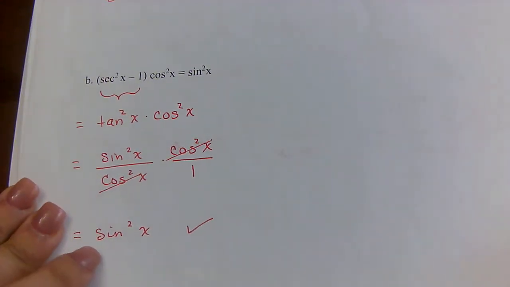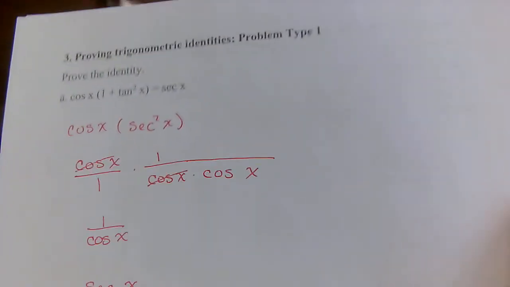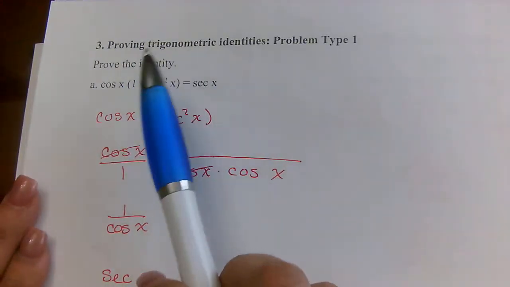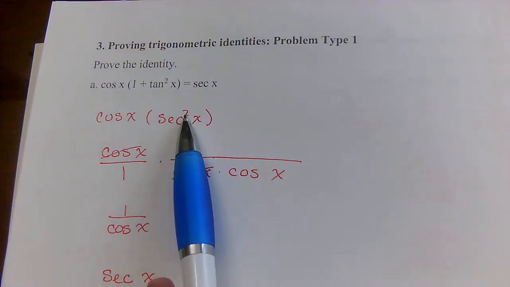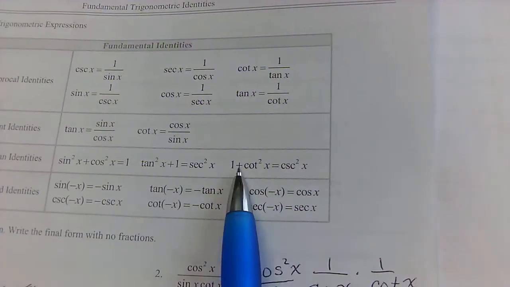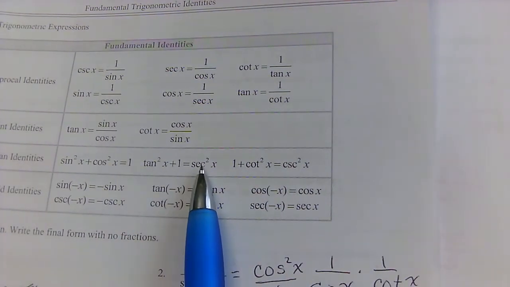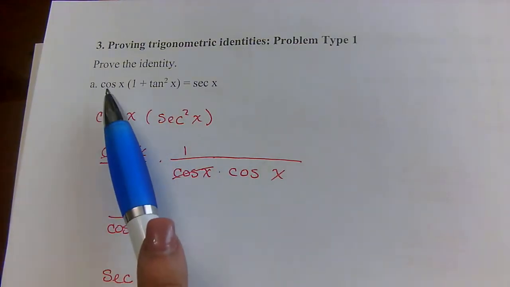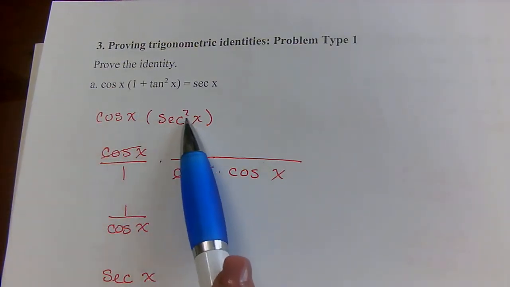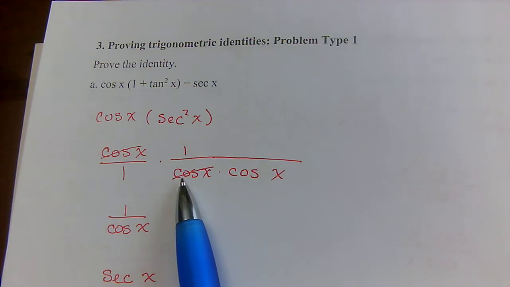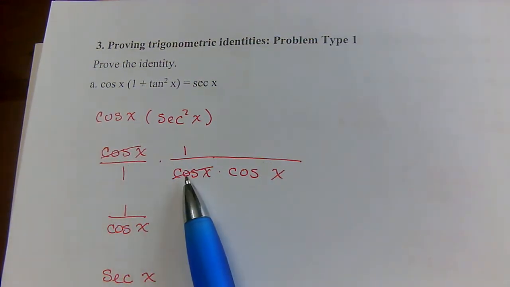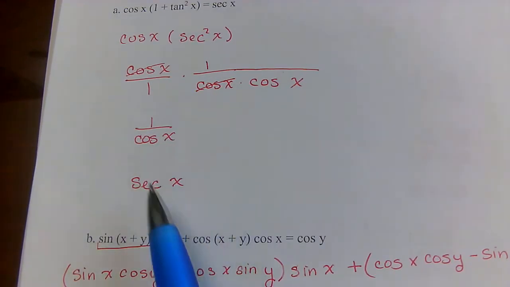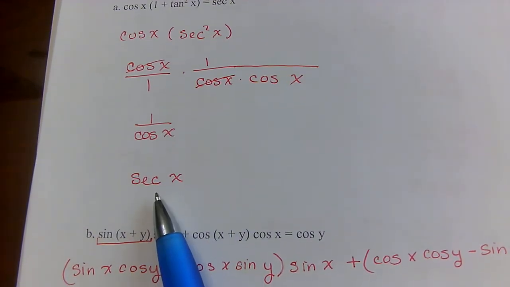Okay? Number 3, part A. Proving the identity, we're just going to make sure this equals this. 1 plus tangent squared, using the identities again, remember you have to have these memorized, is equal to secant squared. Secant squared, cosine and cosine, and then I can break this up, is 1 over cosine, and a cosine over here. These two eliminate, leaving me a 1 over cosine, which is the same thing as secant.